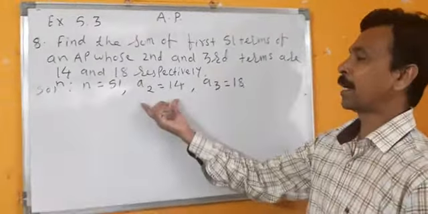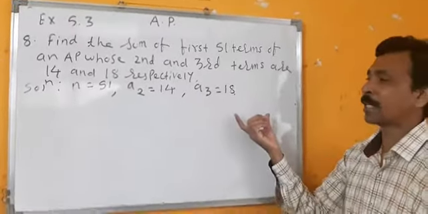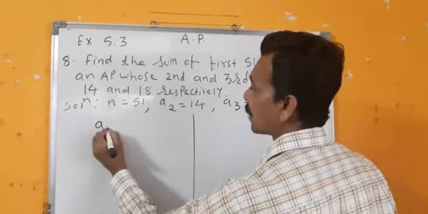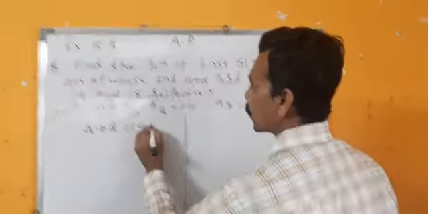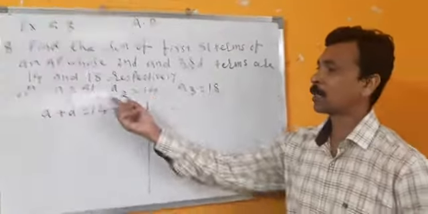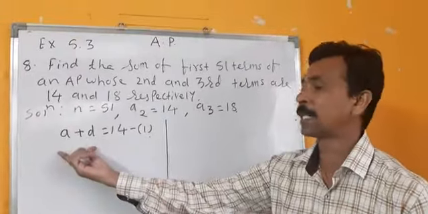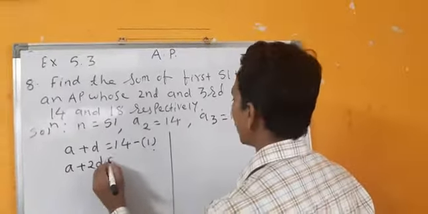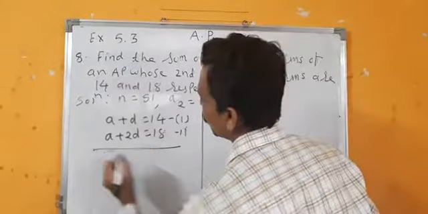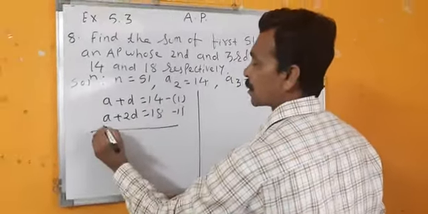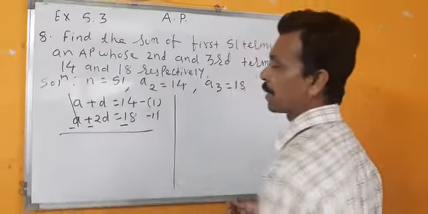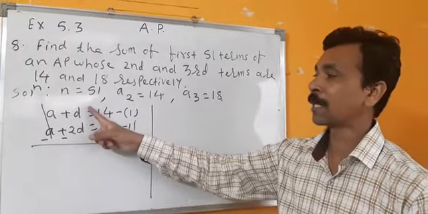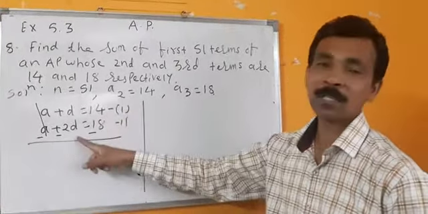Now using A2 is equal to 14 and A3 is equal to 18, I will get the values of A and D. A2 is equal to 14 means A plus D is equal to 14. Equation number 1. How do you write A3? A plus 2D is equal to 18. Equation number 2. Now subtract equation number 2 from equation number 1. You place equation number 1 above and equation number 2 below.